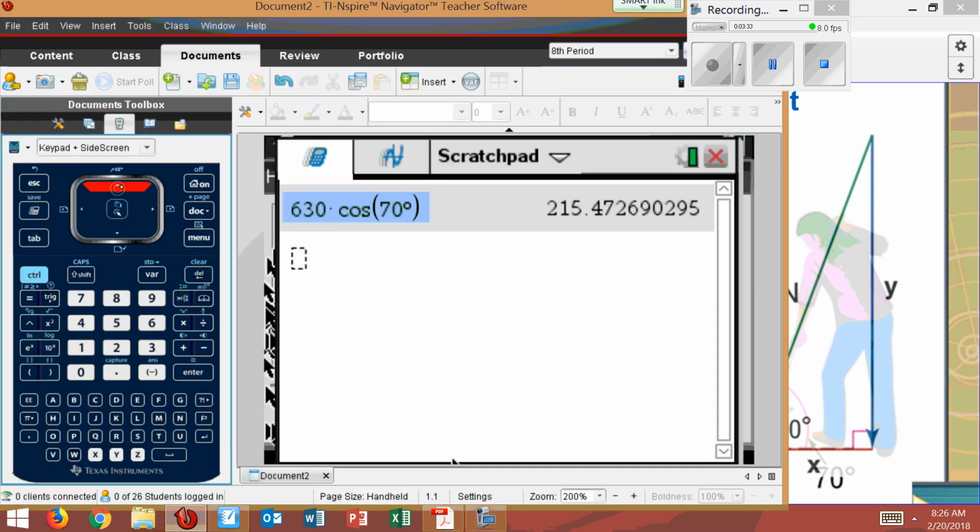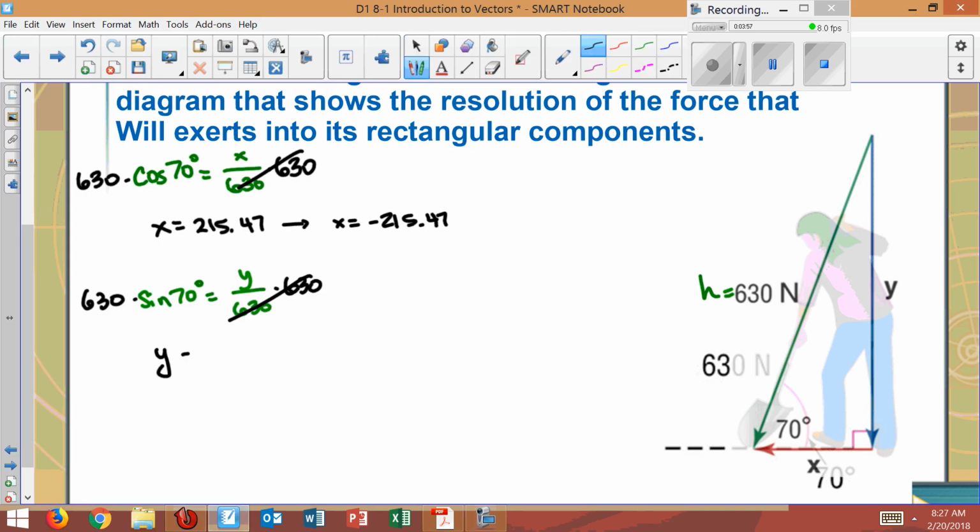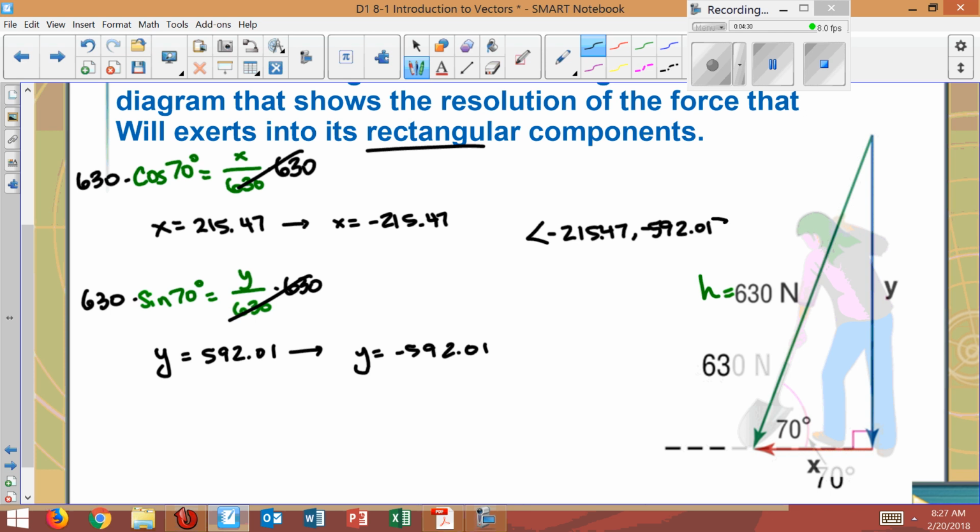So we go to our calculator. I'm just going to copy this down to make it quicker, but instead of cosine, I'm going to change this to sine. The easiest way is to backspace the C and the O and replace it with an I and an N after the S. Now I have 630 sine 70 degrees, which is 592.01 when I round. And again, we are going to make that negative because it's going down. Our answer, since it wants it in rectangular components and it's vectors, you would use these symbols, not parentheses but these brackets. This means it's a vector heading in a direction. Negative 215.47, comma, negative 592.01. This would be the answer.